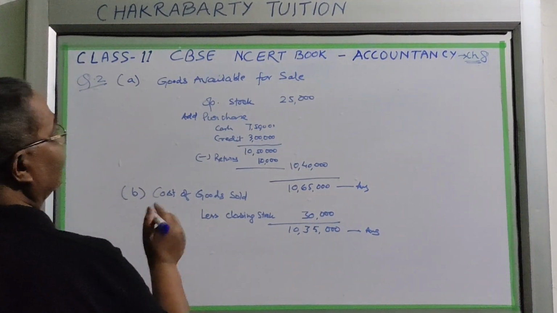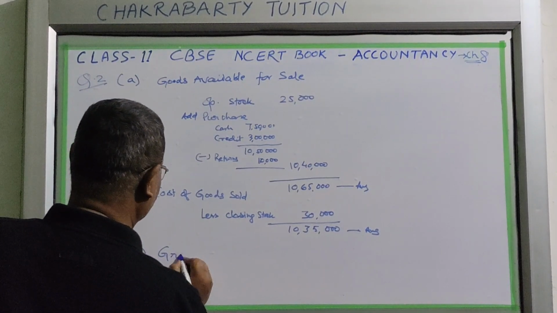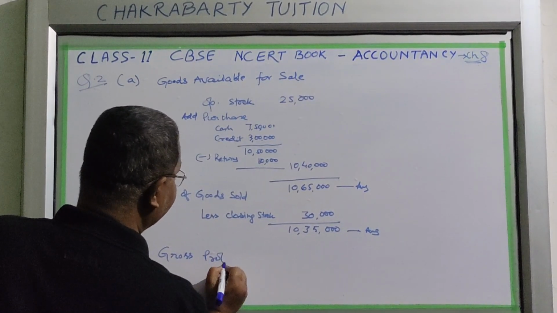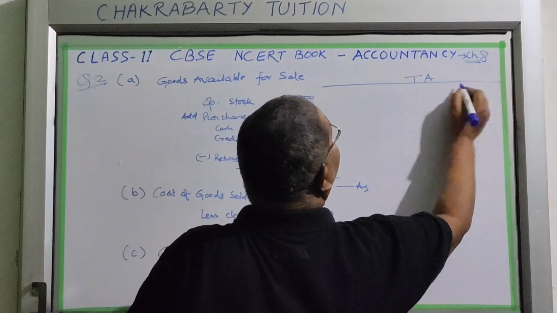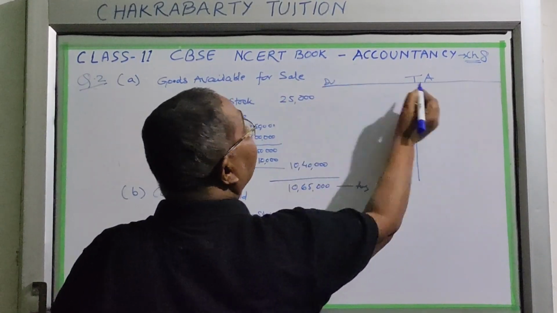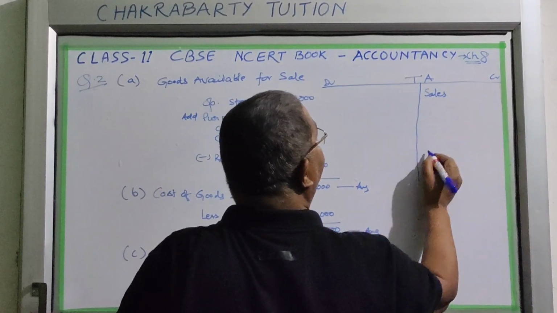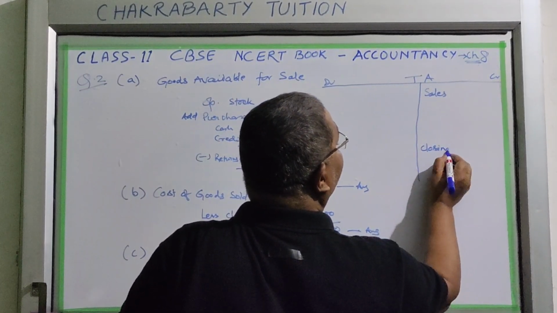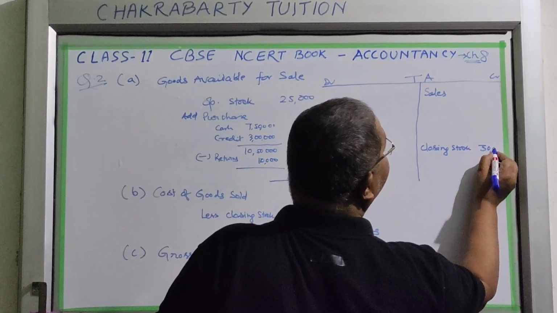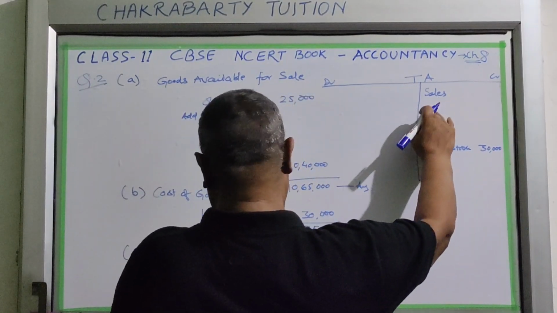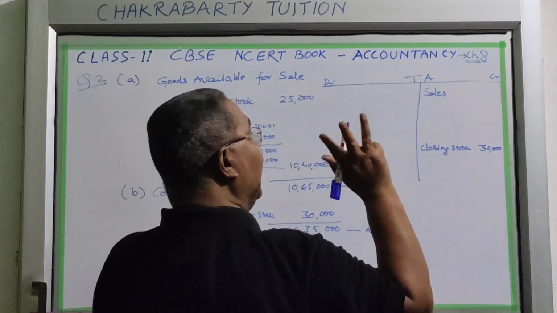Now they want the gross profit also. The third part is gross profit. To calculate the gross profit, we have to prepare a trading account, and from the trading account we can calculate. So this is the trading account: it has a debit side and a credit side. Here only 3 items come: sales, less returns, and closing stock. The closing stock of 30,000 will be written here.